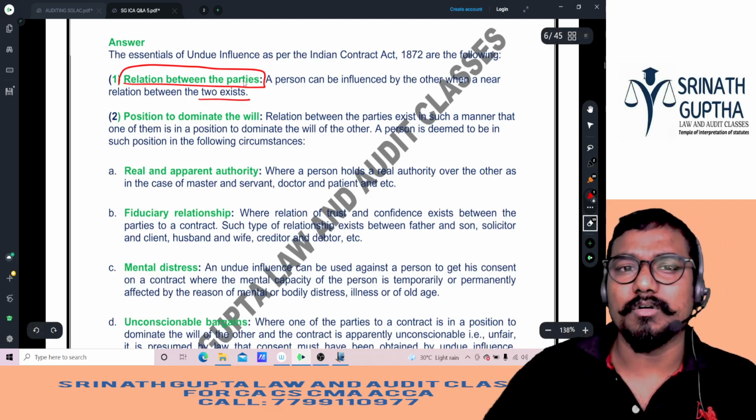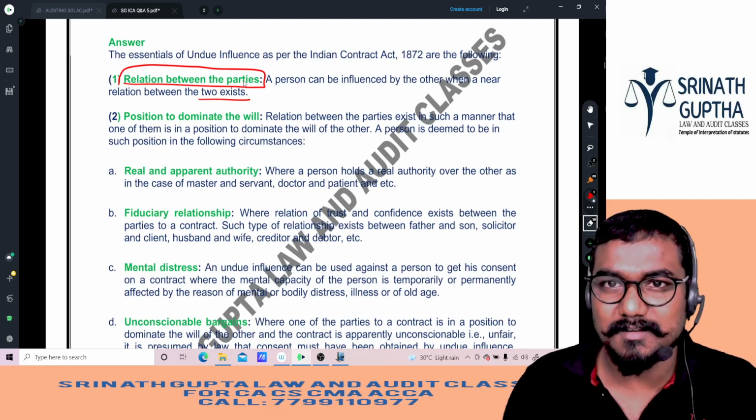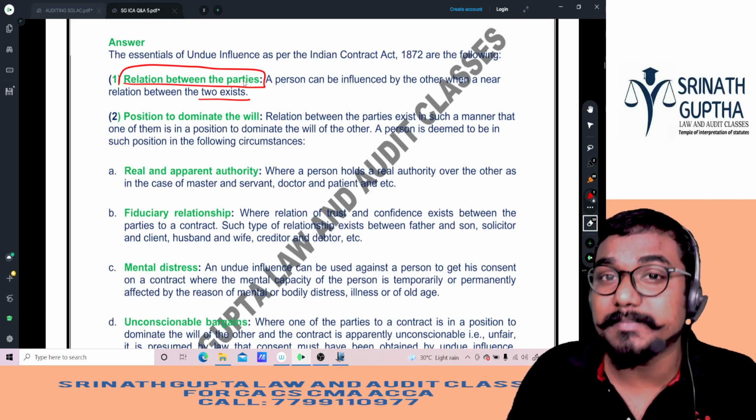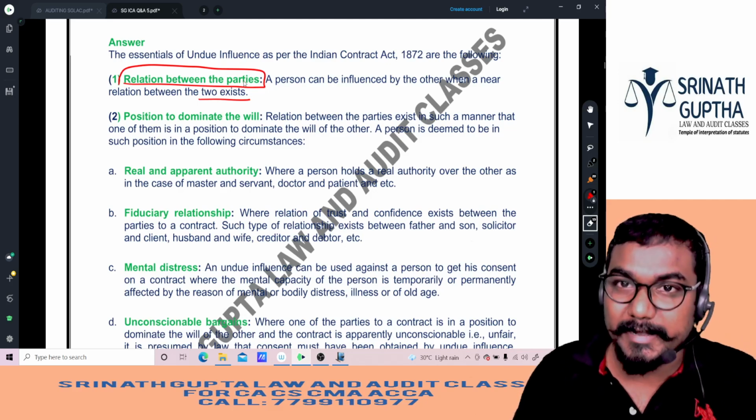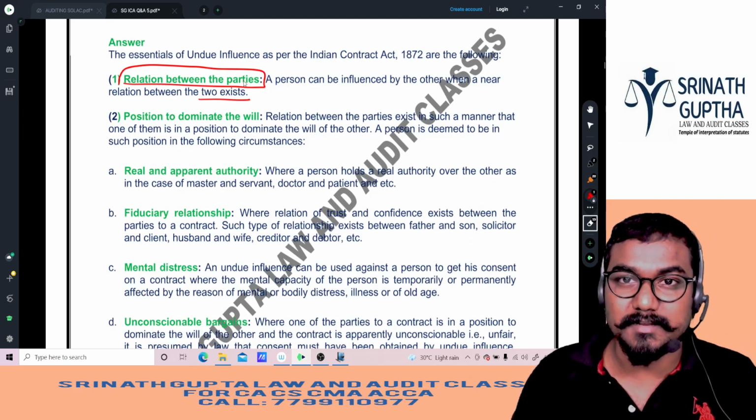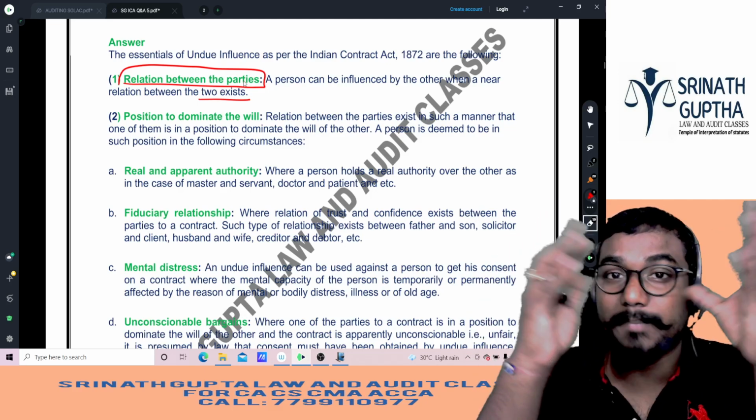I am going on the main road. Can someone influence me just like that? No, sir. So who can influence me? My father, maybe duly or unduly. My teacher, my doctor, my lawyer, my master. So there must be some relationship between the parties.